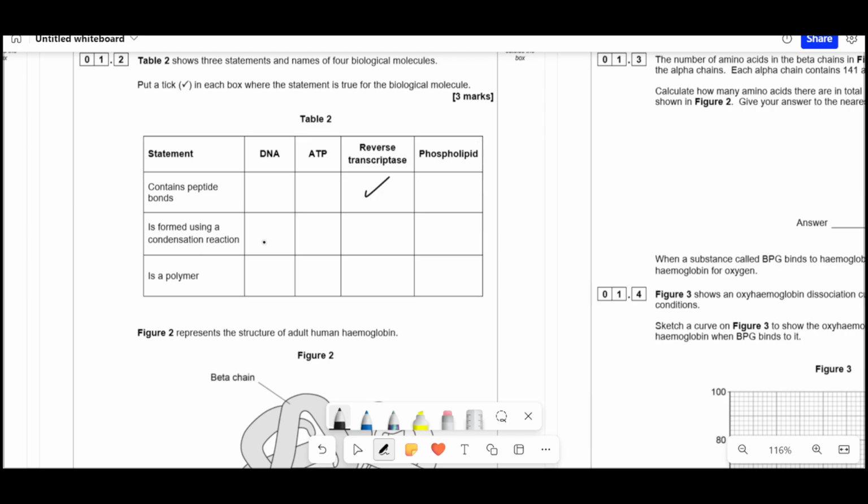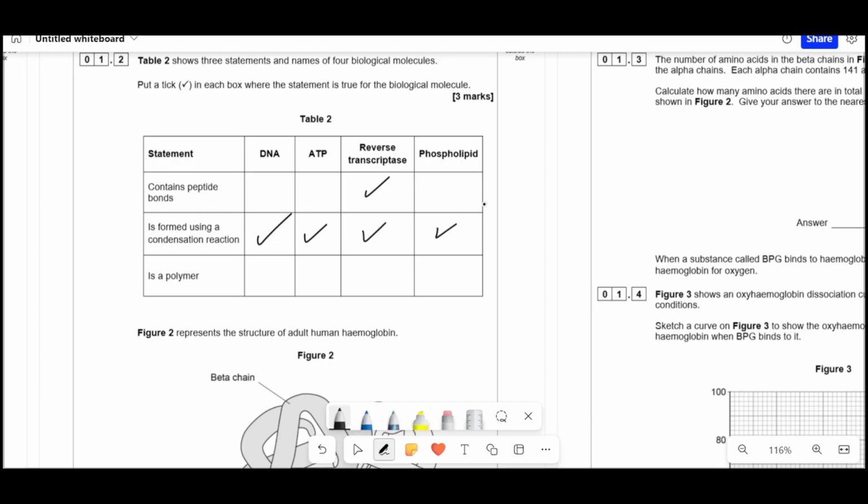Then it says it's formed using a condensation reaction. Every single bond you've covered, glycosidic, ester, phosphodiester, and peptide, is formed through a condensation reaction in which a molecule of water is released. So DNA is a yes, a phosphodiester bond. ATP is a yes as well, because of the bond between the phosphate groups. Reverse transcriptase, yes, and phospholipids, yes.